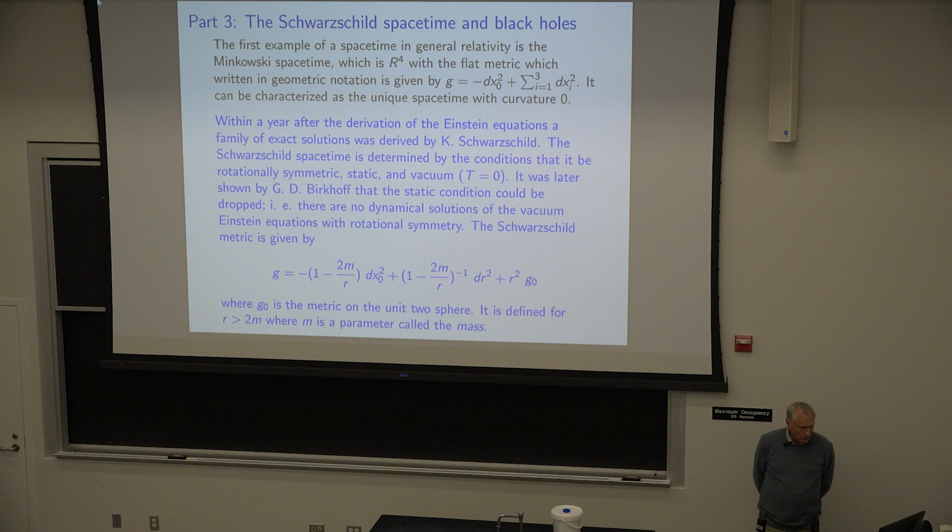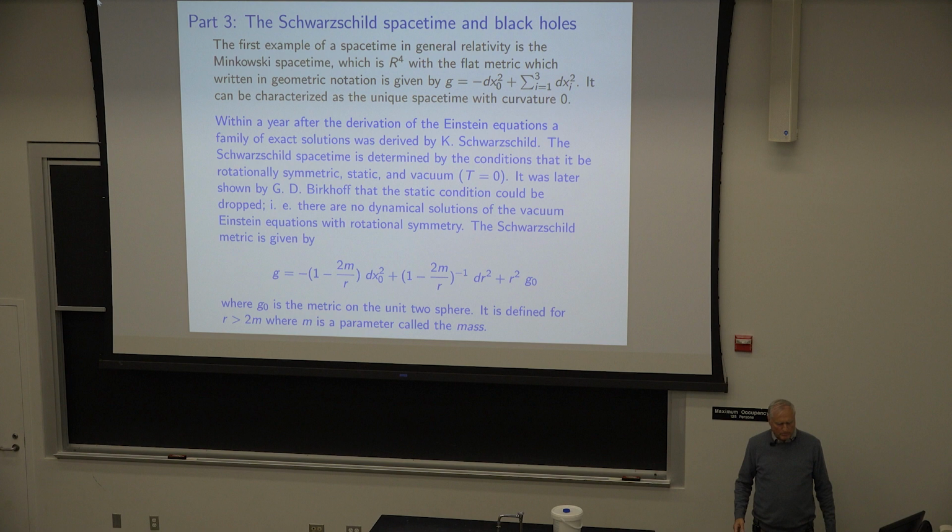In fact, I've written down the Schwarzschild metric. So the coordinates here are x naught, which is the time coordinate, and then r, which is a radial coordinate, and then g naught is the metric on the two-sphere. So if I took m to be zero in this metric, I would just have the Minkowski metric, but written in spherical coordinates, right? I would have minus dx naught squared, and then plus dr squared plus r squared times the metric on the sphere. So that's just the Minkowski metric. So this is a family of metrics that includes the Minkowski case, and it has a parameter m, which is taken to be positive.